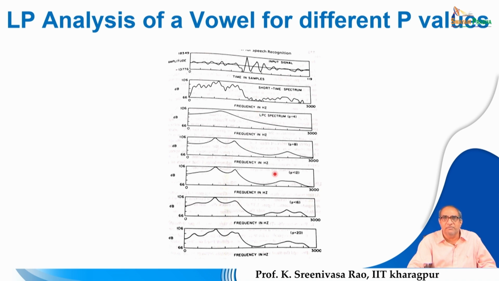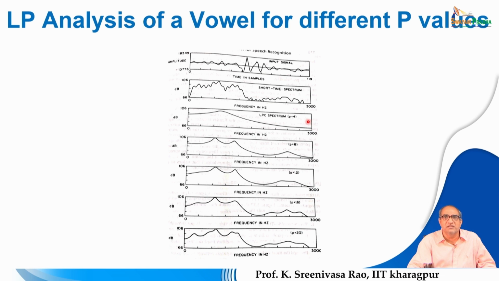And at the same time, if you take a larger prediction order like p equals 20, 25 or 30, you will get a spectral envelope that contains a lot of spurious peaks, and it will again be difficult to determine the exact formant frequencies, because with a lot of spurious peaks there is ambiguity in determining the formant frequencies if you take higher values of p.